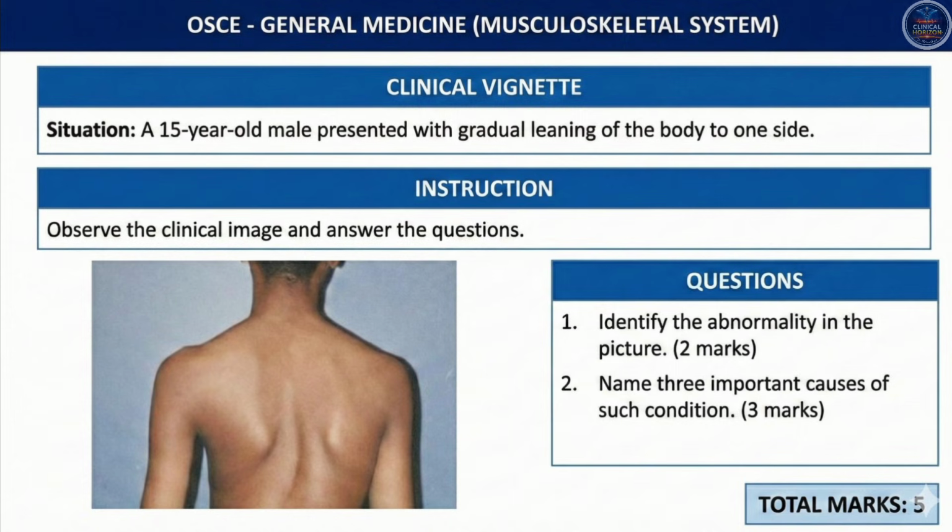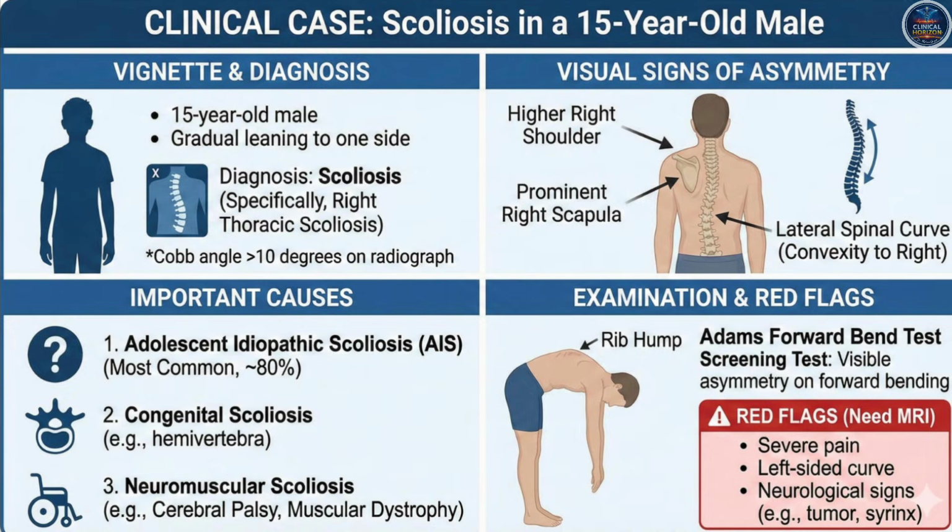First question asks, identify the abnormality in the picture. Based on our observations of lateral spinal curvature and shoulder asymmetry, the diagnosis is straightforward. The answer to write: scoliosis. While scoliosis gets you the marks, a more precise clinical description based on this specific image would be right thoracic scoliosis.